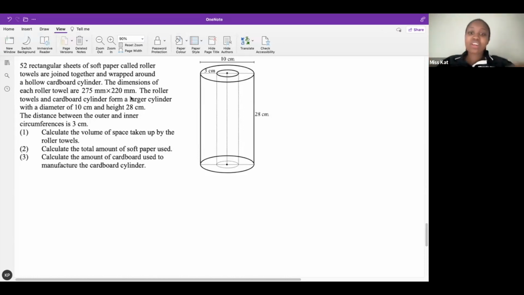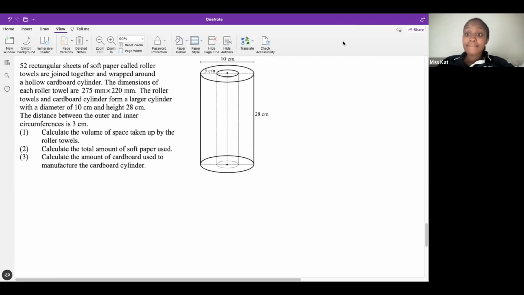Am I reading it wrong? You are correct. That's why I'm clicking. Sorry. Yes. Continue. So let's do it then. We're going to work out the volume of the larger cylinder minus the volume of the smaller cylinder. So let's do it.